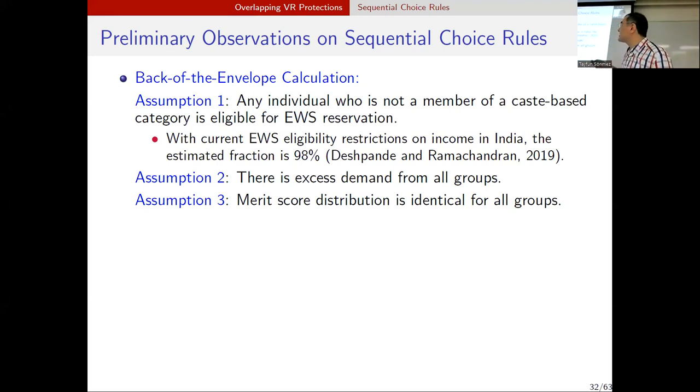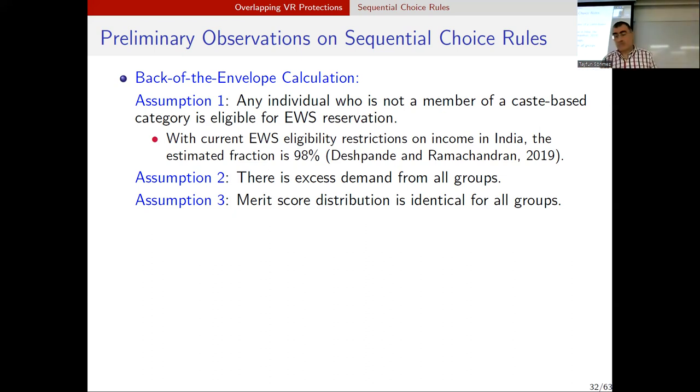Assumption two is that there is excess demand from all groups. These positions are very competitive, that's why there is all this tension. And assumption three might not be reasonable, but just for illustration, because I'll make a very striking point. Suppose there is no difference between the merit score distributions of groups, right? So I'm making an observation independent of who does better in the exams.